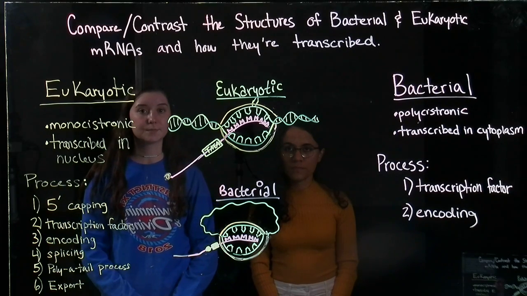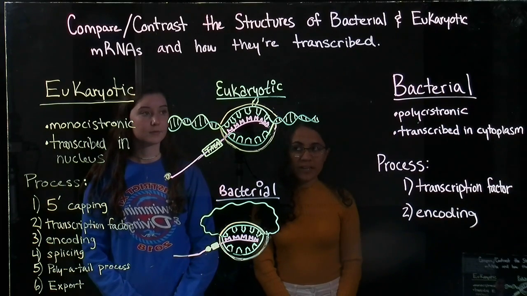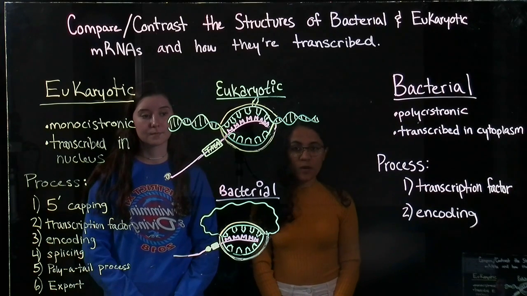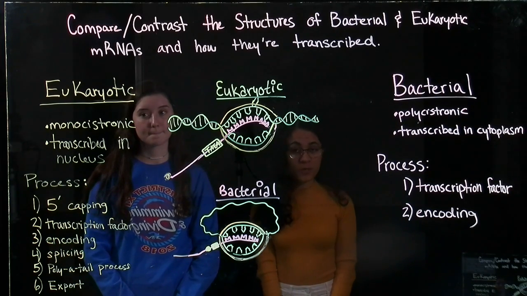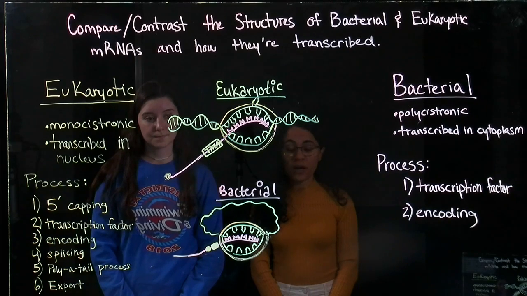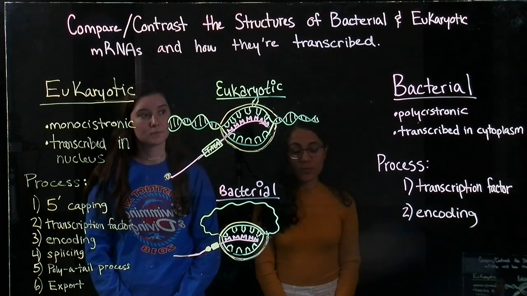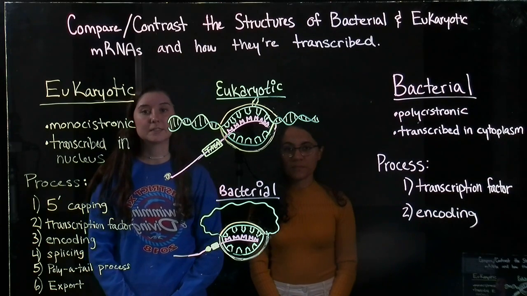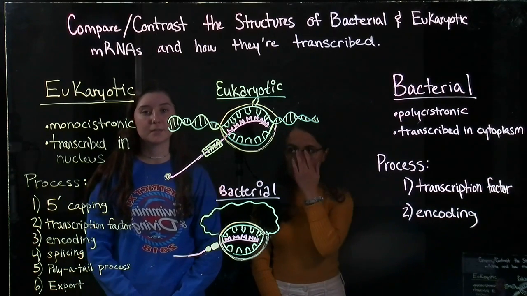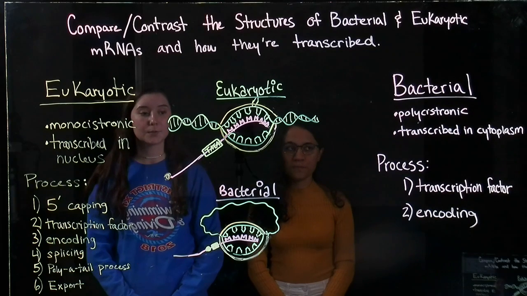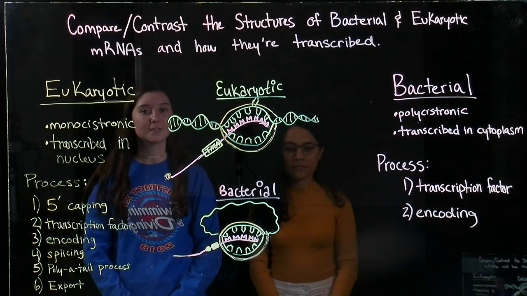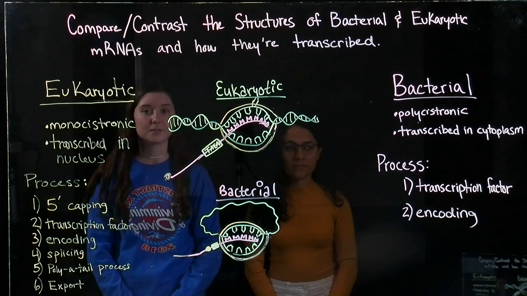codes for protein. Also, eukaryotic mRNAs are monocistronic, which means that one gene can only code for one specific protein. Meanwhile, bacterial mRNAs are polycistronic, meaning that one gene can code for multiple proteins. Another thing to note is that eukaryotic mRNA is transcribed in the nucleus and then transported to the cytoplasm, whereas bacterial mRNA is transcribed directly in the cytoplasm.